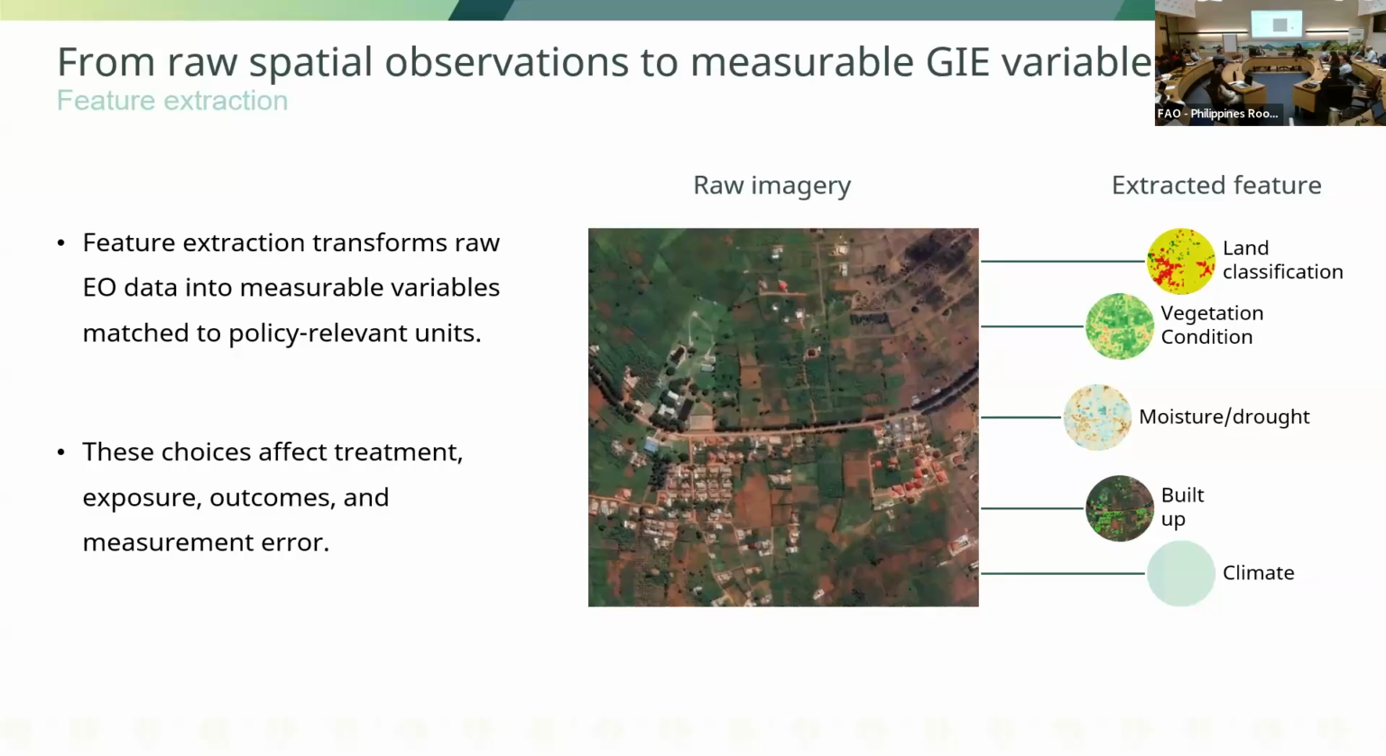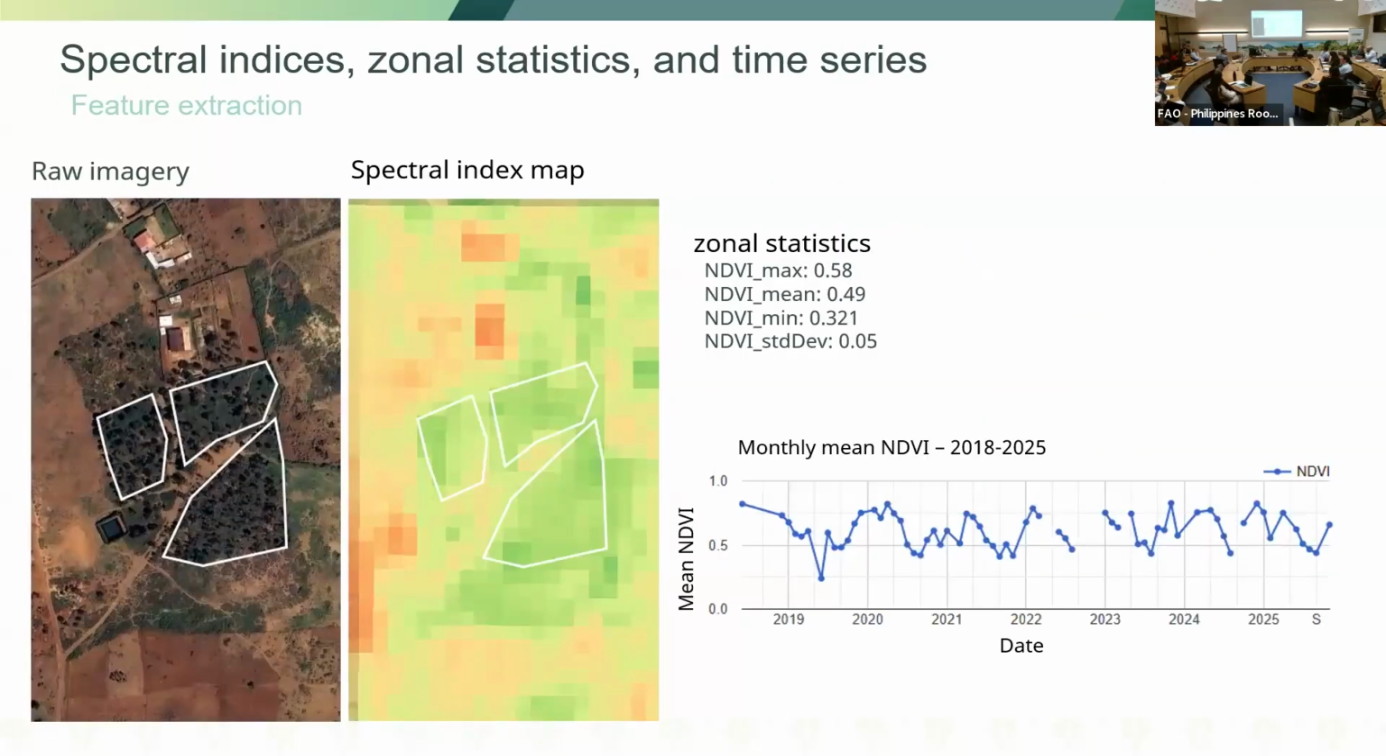After pre-processing, we talk about feature extraction. Feature extraction is the step where we transform our raw spatial data into variables that can actually be used in geospatial impact evaluation. In other words, we are converting satellite pixels and reflectance values into variables that can be linked to meaningful units suitable for analysis. This is, again, one of those really important concepts, and it is introduced in chapter 2. For example, different spectral indices, zonal statistics, and time series are all introduced in detail in chapter 2.